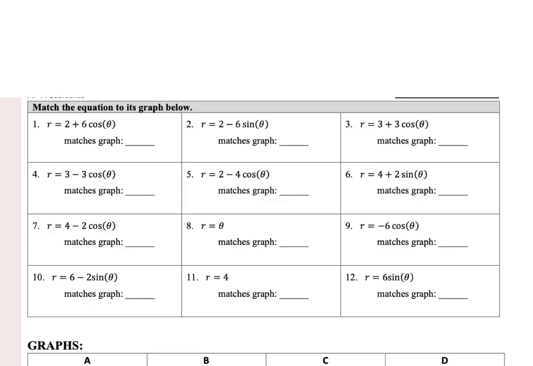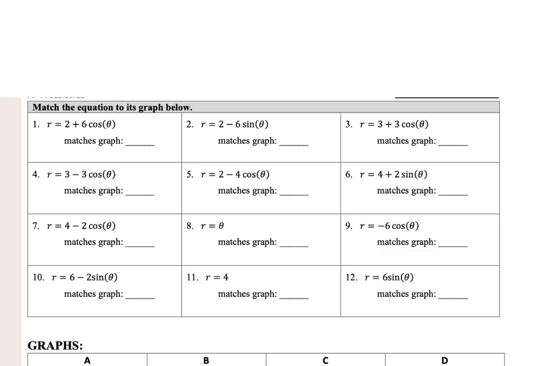I know that all the cosines are going to be on my x-axis, all the sines are going to be on my y-axis. And then I would also make sure I understand my max and my min, okay, because that's going to help you match. The theta is your spiral. The r equals 4 is a circle with a center at 0, 0. These 9 and 12 are also circles. The negative cosine means it's to the left. The positive sine means it's above.